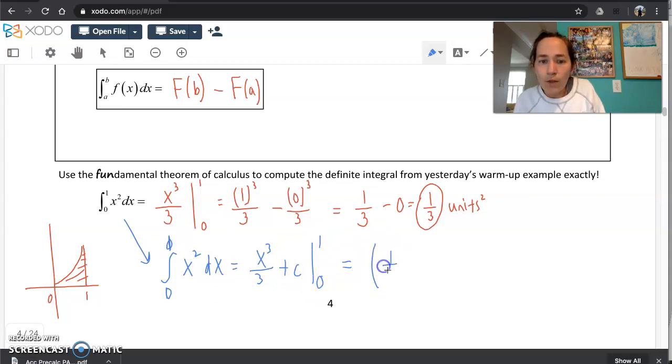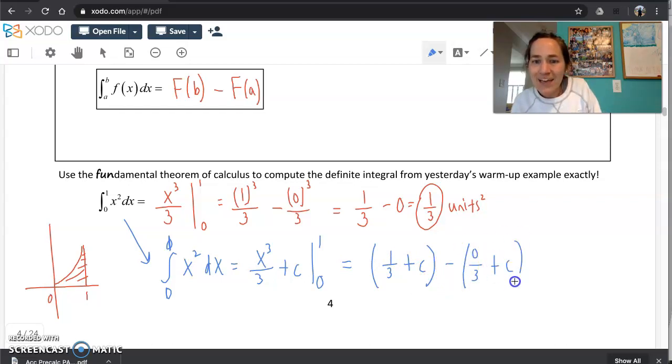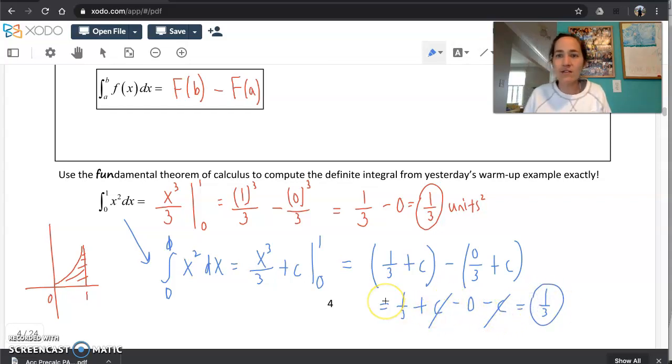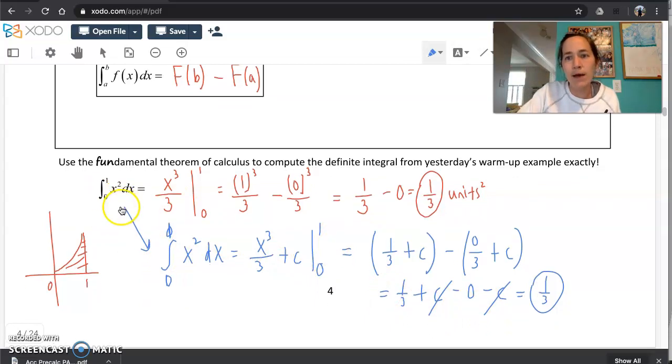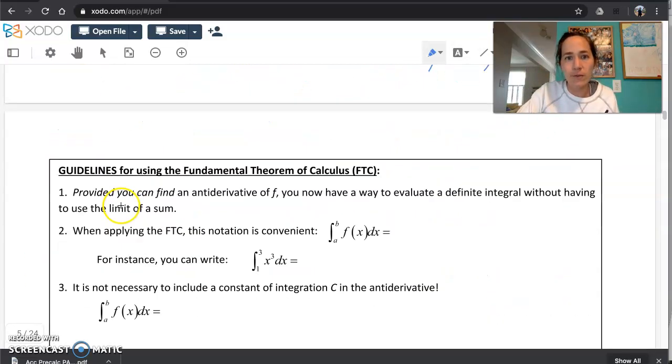You would get 1/3 plus C minus 0/3 plus C, wouldn't you? And the C should cancel. It's 1/3 plus C minus 0 minus C. Every single time you take a definite integral, the C's are going to cancel. And as long as you see those little numbers, the limits of integration on top and bottom, there's no need to include it in the answer.